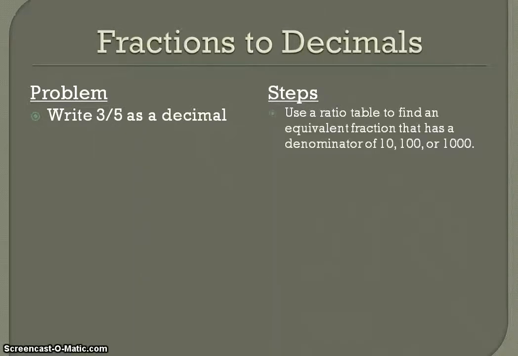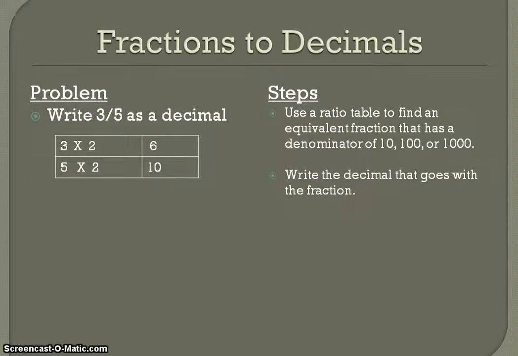The first thing we need to do is write a ratio table to find an equivalent fraction that has a denominator of 10, 100, or 1,000. And we ask ourselves, what can we do to 5 to get to 10? Well, 5 times 2 is 10. What you do to the bottom, you have to do to the top. So since we multiplied times 2 on the bottom, we must multiply times 2 on the top. So 3 times 2 is 6.